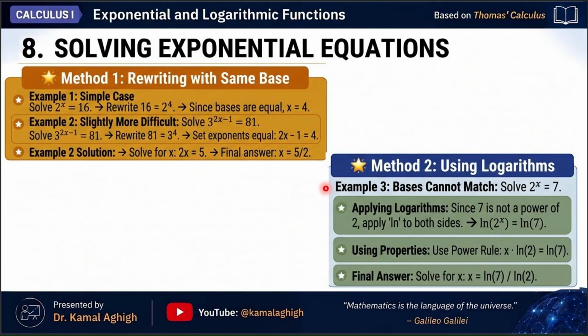For example, 2 to the power of x equals 7. Since 7 is not a power of 2, we apply the logarithm to both sides. Using the properties of logarithms, we obtain x equals the natural log of 7 divided by the natural log of 2. This demonstrates why logarithms are so useful. They allow us to solve exponential equations that would otherwise be impossible to solve using elementary algebra.